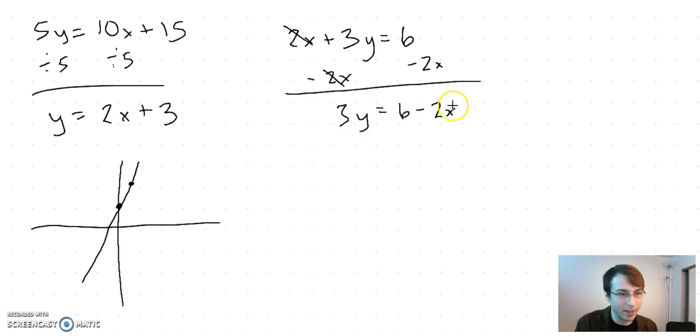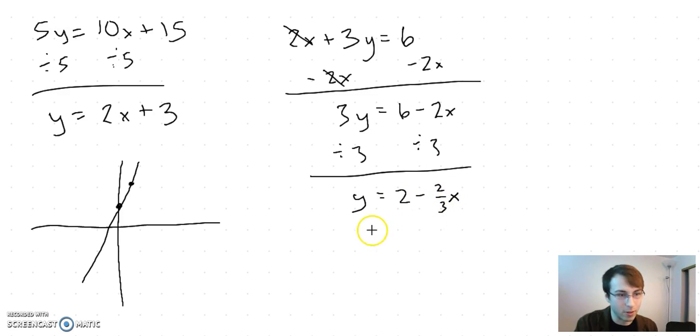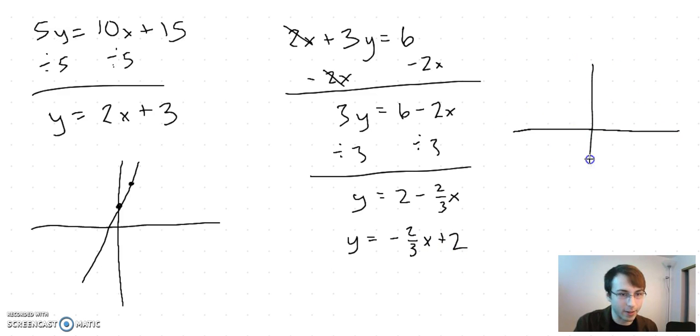Now we're in kind of the same situation as before. So all we got to do is divide by 3. And we get y equals 2 minus 2 thirds x. We can rewrite that as y equals negative 2 thirds x plus 2. So that's in y equals mx plus b form. And then we can get on with graphing it.